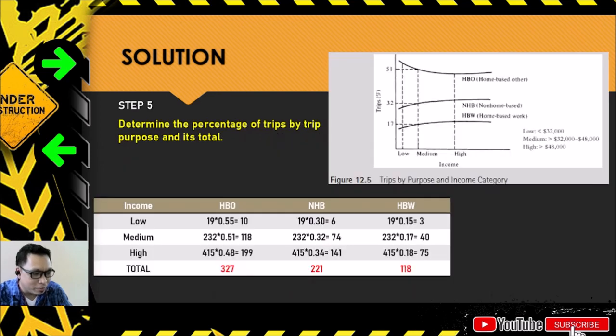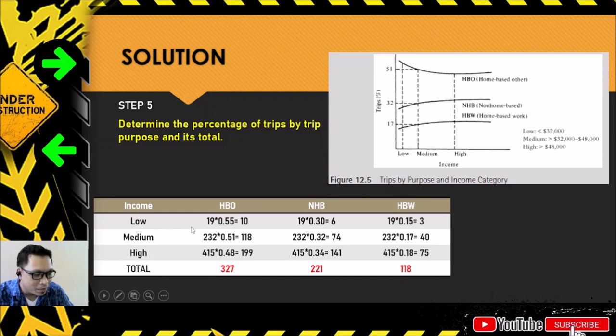Next, the last one: determine the percentage of trips by trip purpose and its total. Based on figure 12.5, we have home-based other, non-home-based, and home-based work. So three kinds of purpose.